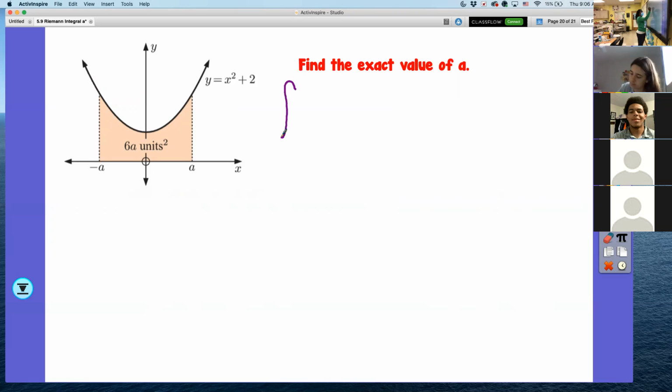So I want to set up the integral that represents this shaded region. What's my lower bound? It's negative a. What's my upper bound of my shaded region? a. Got our lower bound and our upper bound. Beside the integral goes our function, x squared plus 2. And then don't forget about your dx.